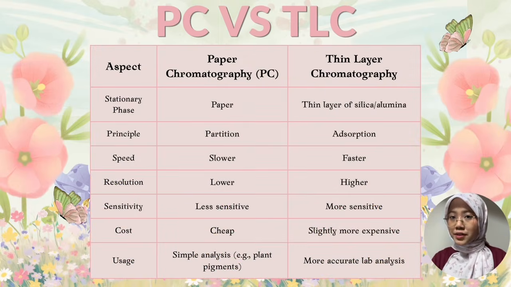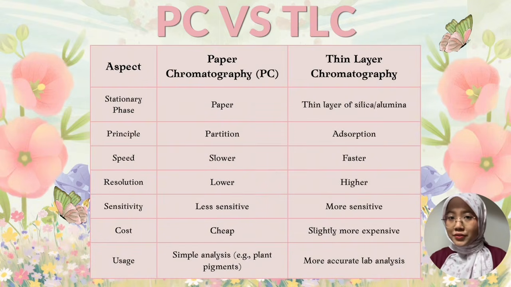Paper chromatography versus thin layer chromatography. Paper chromatography (PC) and thin layer chromatography (TLC) are both used to separate compounds, but they have some differences. Paper chromatography uses paper as the stationary phase and works based on partition. It is slower and cheap, but gives lower resolution. The sensitivity is less than thin layer chromatography. Also, it is used in sample analysis like plant pigments.